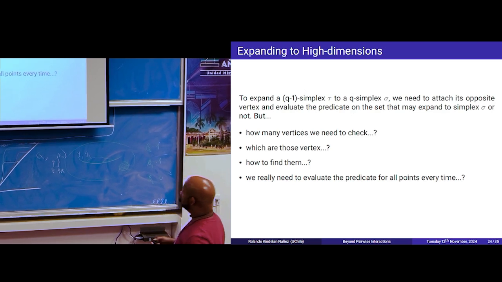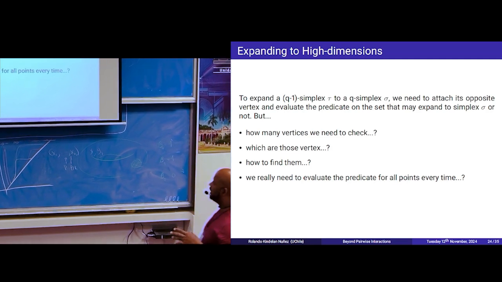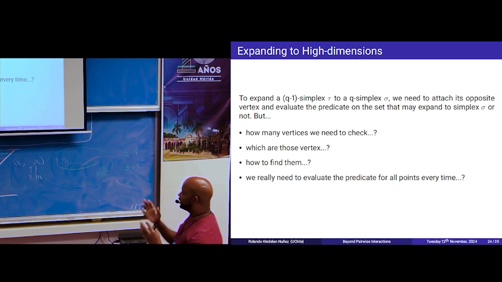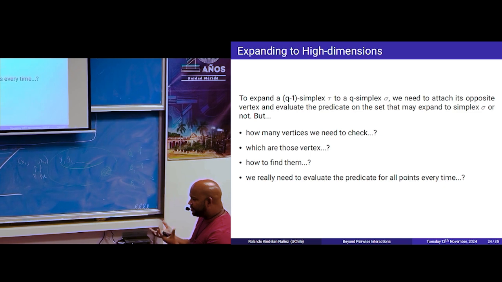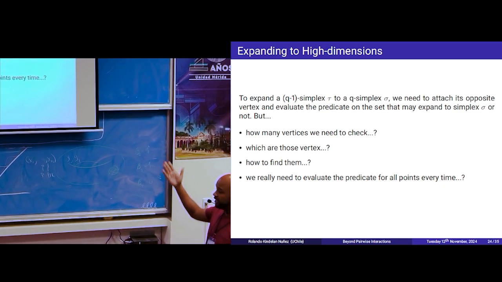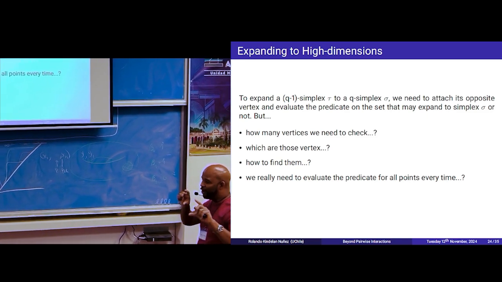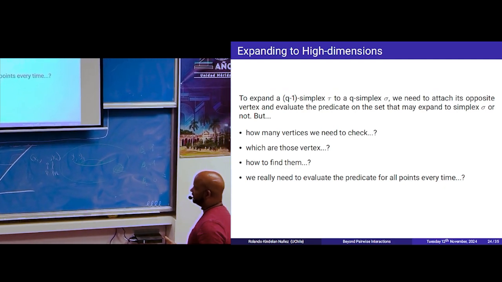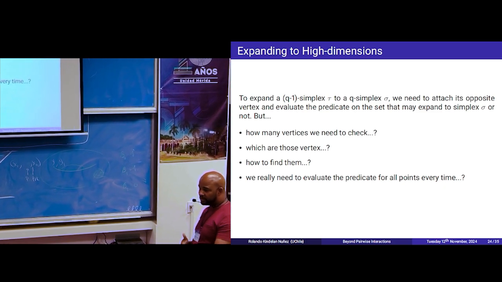So, for example, to expand one simplex with dimension q minus 1 to a simplex of dimension q, we need to attach the opposite vertex and evaluate the predicate to see if the entire simplex will belong to the complex or not. But how many vertices do we need to check, or which are those vertices? Because in a computer we don't know where the vertices are, or how to find them. Do we really need to evaluate the predicate for all points?